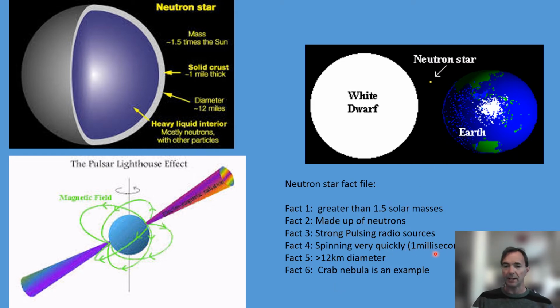They're spinning very quickly, like I said, 1 millisecond. And the Crab Nebula is an example. So there's a pulsar right in the middle of the Crab Nebula as well. So there you go. And this is kind of guesswork, really. Nobody really has done an experiment to chop a neutron star in half.